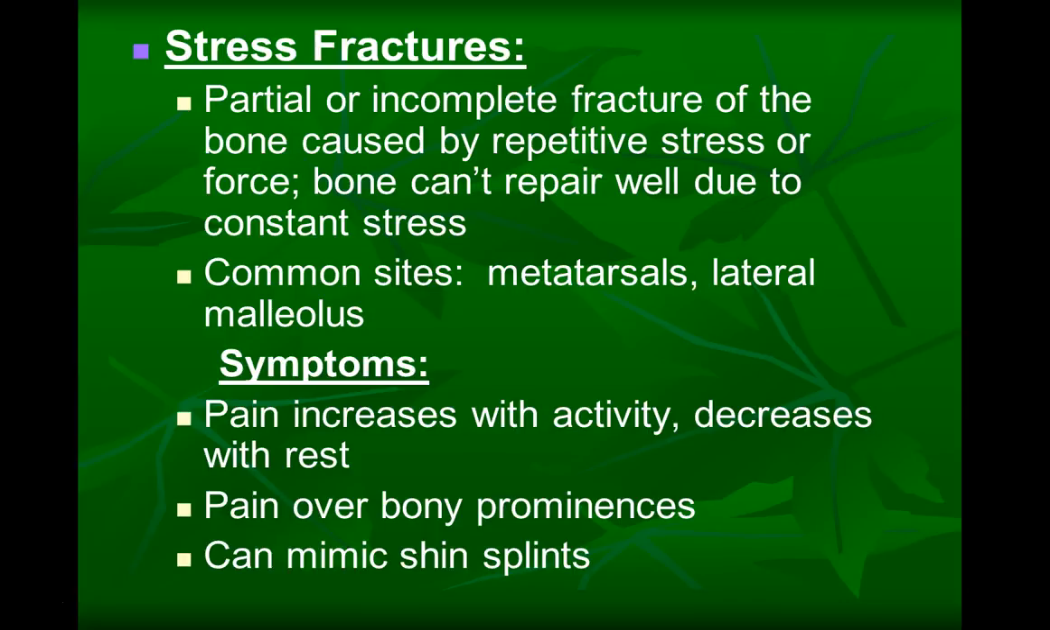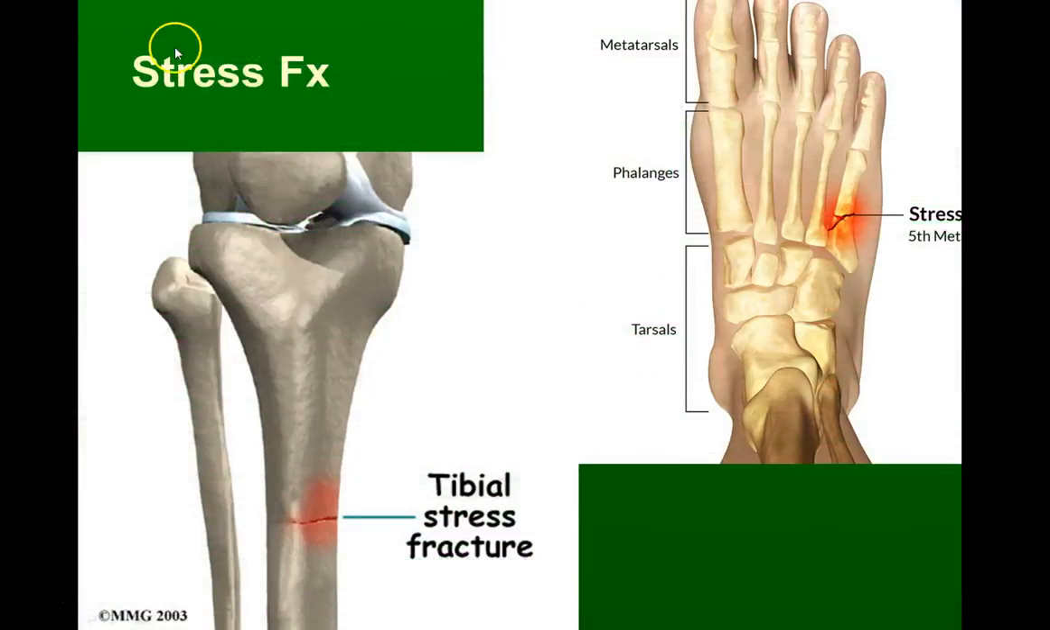Pain is going to get worse when they do the activity. It's going to feel a lot better when they take a break. There's actually going to be pain over the bony prominences. And if it's in the malleolus, or it can be even in the tibia, let's say, it can almost mimic the pain of shin splints. So we have to be really careful when we think that we're treating that young cross-country runner for shin splints, that it could possibly be a stress fracture instead.